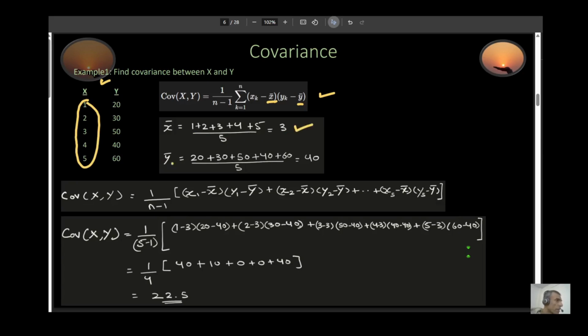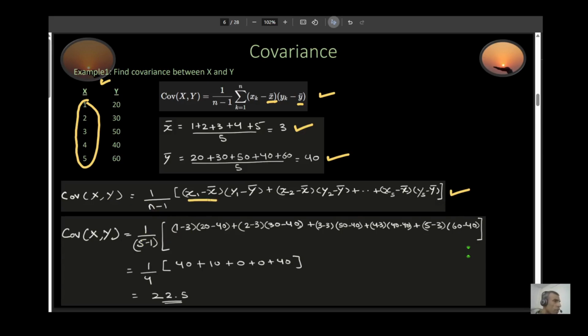Same thing with your y. Calculate your mean value for y. You take 20, 30, 40, 50, 40, 60, add them all together, and divide by 5, and the answer is 40. And then you just substitute these numbers inside your covariance formula. So I'm expanding my covariance. This was the expression when I'm expanding that. In this case, my number of samples n is 5, so 1 over 5 minus 1.